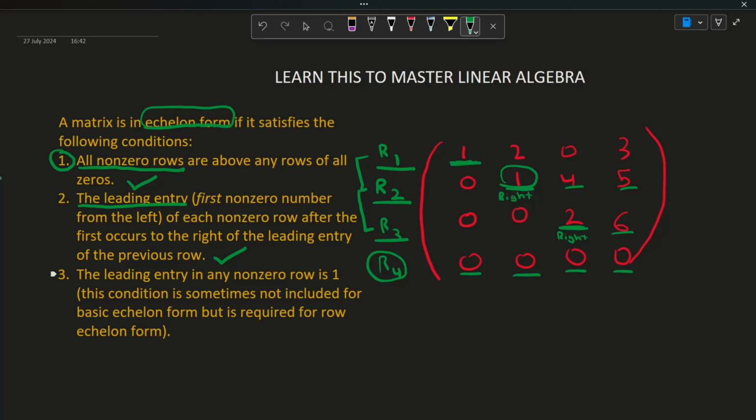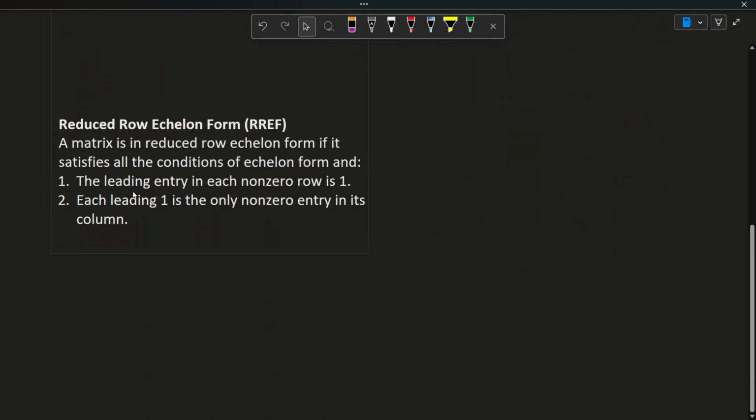Now the third rule, we're going to come to it later because it's sometimes considered a part of echelon form, but sometimes it's also considered a part of RREF, which is row reduced echelon form. We'll be looking at it right now. So now let's look at row reduced echelon form and see what that means. A matrix is in row reduced echelon form if it satisfies these two rules. So now let's look at an example of a matrix.